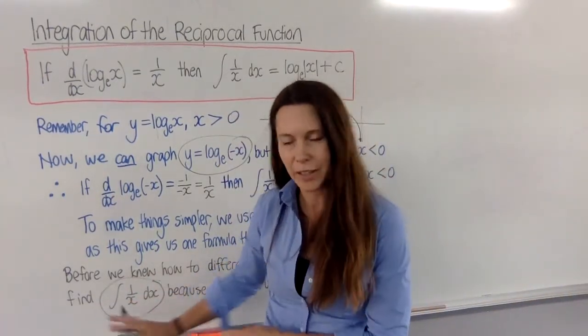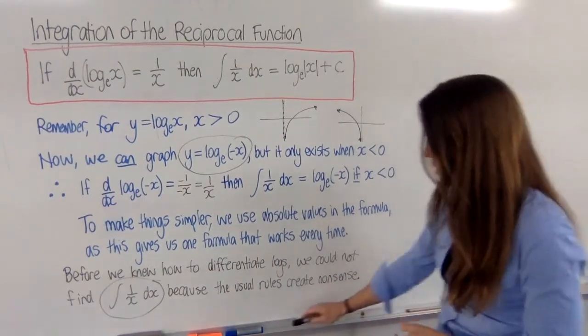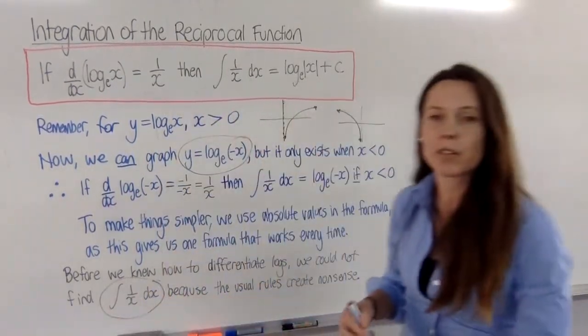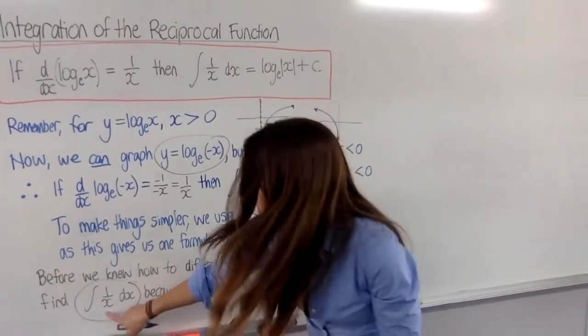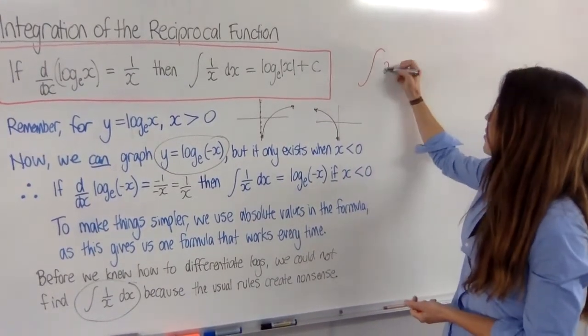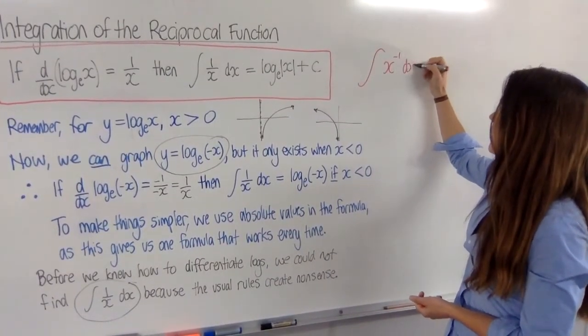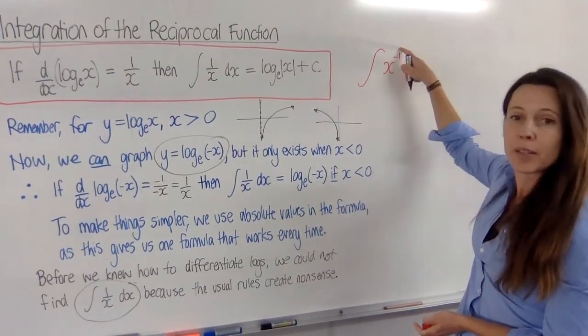Sorry, we couldn't have integrated this, because the usual rules create nonsense. Now, what do I mean by this? Well, let me show you a spare bit of board. If we integrated this, and we went, oh, we can't integrate because there's a fraction there, I know, we'll just rewrite it like this. Our usual rules, remember, told us to add 1 to the power.